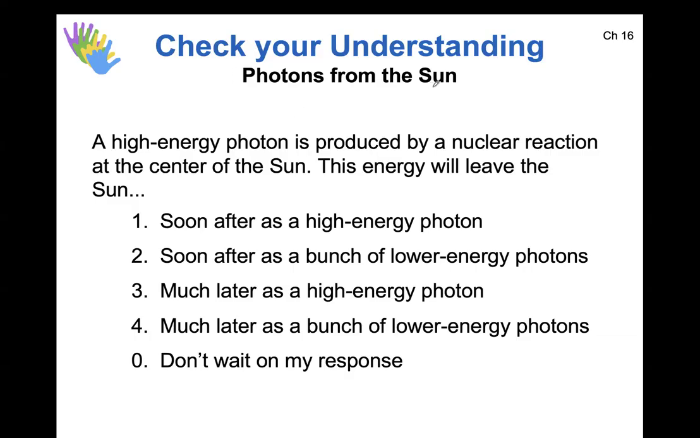Anyway, check your understanding. Photons from the sun. So a high energy photon, remember that's a particle of light, is produced by a nuclear reaction at the center of the sun. This energy will leave the sun soon after as a high energy photon, soon after as a bunch of low energy photons, much later as a high energy photon, or much later as a bunch of lower energy photons.